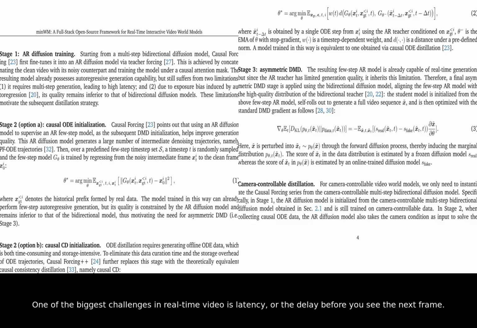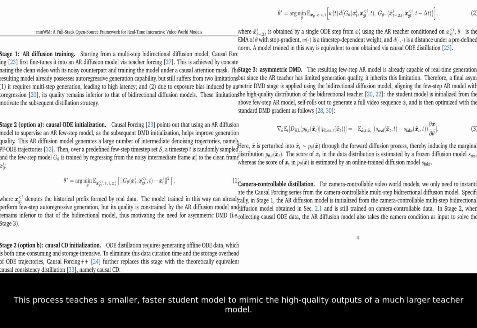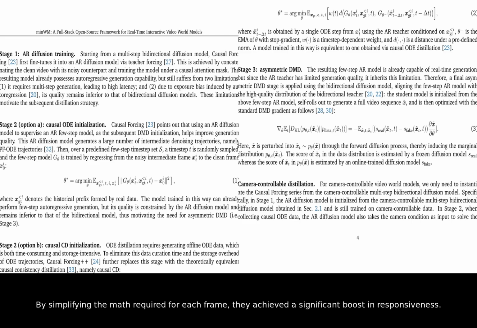One of the biggest challenges in real-time video is latency, or the delay before you see the next frame. The team used a multi-stage process called causal forcing to distill complex models into faster versions. This process teaches a smaller, faster student model to mimic the high-quality outputs of a much larger teacher model. By simplifying the math required for each frame, they achieved a significant boost in responsiveness.